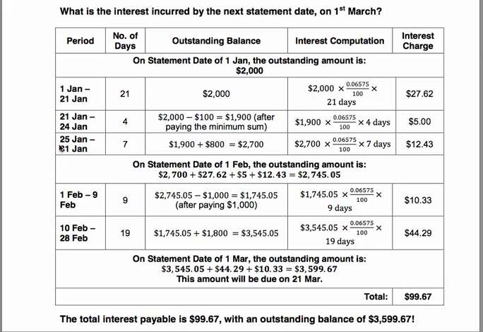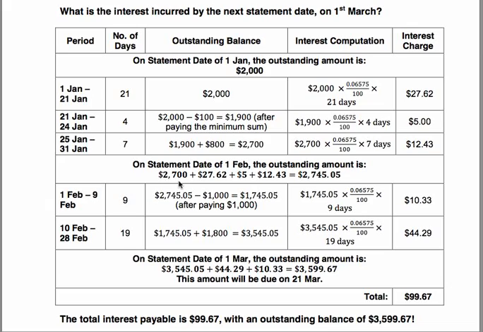Then later on, from the 25th of January to the 31st of January, which is 7 days, she has an outstanding balance of $2,700 this time. This is due to an additional spending of $800. Thus, 7 days of interest on this amount works out to be $12.43.